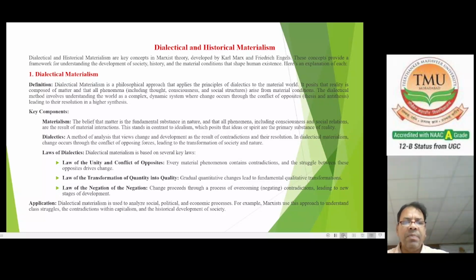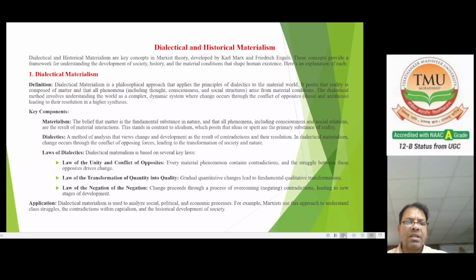The key components of dialectic materialism: first, the belief that matter is the fundamental substance in nature and all phenomena, including consciousness and social relations, are the result of material interactions. This stands in contrast to idealism, which posits that ideas or spirit are the primary substance of reality. Second, dialectics, a method of analysis that views changes and developments as the result of contradictions and their resolutions. In dialectic materialism, change occurs through the conflict of opposing forces, leading to transformations of society and nature.